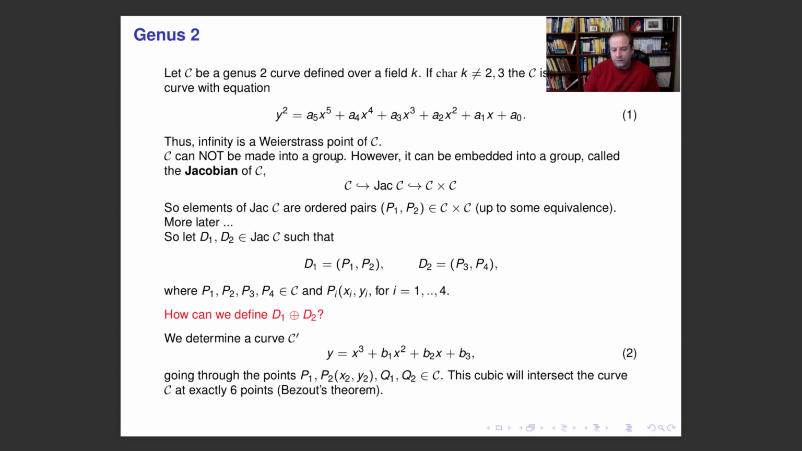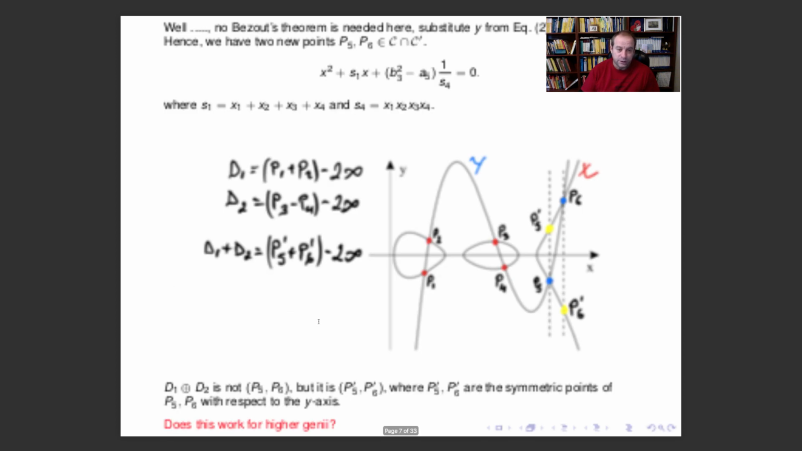Now that's easy to see, because if you take this cubic and plug it in here, you get a degree 6 polynomial on the left and degree 5 on the right. You have to solve this equation in x, which is degree 6. You'll get 6 points. 4 of them are the coordinates of the 4 given ones, so you have 2 new points, and these are the coordinates of the pair p5 and p6, which will almost determine our divisor.